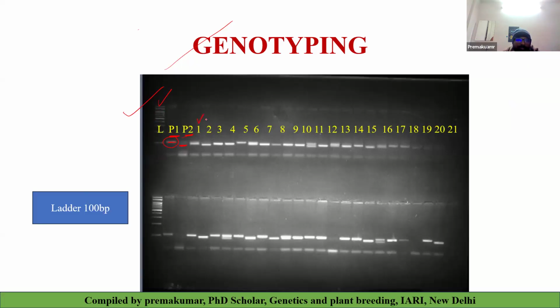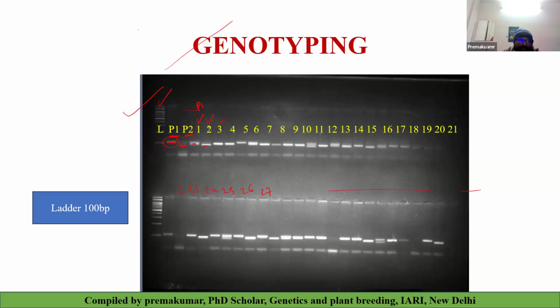Then in the individuals, this is the mapping population, like 1 to 21. In one gel, we can run only 24 or 23 lanes, I think. Then in the second gel, again 22, 23, 24, 25, 26, 27, like this. See, in parent 1 the band is like this, in parent 2 the band is like this. In individual 1, we are getting a band like this, in individual 2, a band like this. It means you have to score.